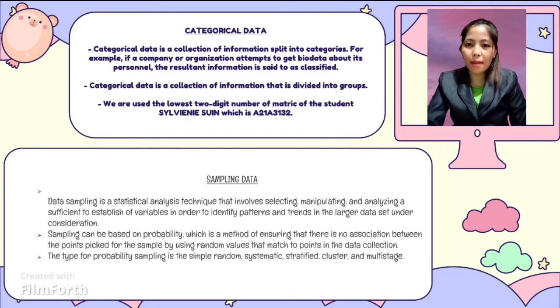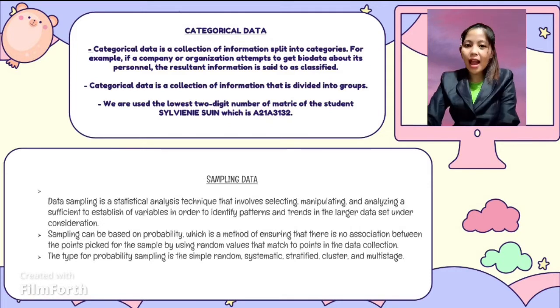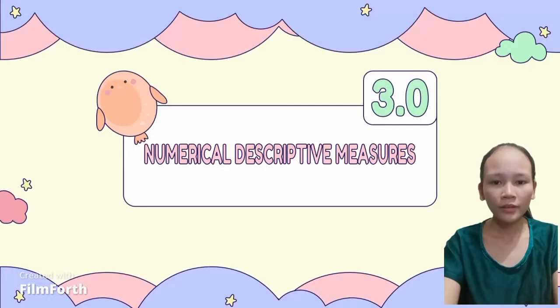Sample size refers to the number of participants or observations. This number is usually represented by n, and the size of the sample influences two statistical properties. Our group uses the lowest last two-digit number of our group members' matric numbers as the sample size of this observation, which is 60. We used the lowest two-digit number of the matric number of the student named SYLVIENIE SUIN, which is 81A3132.